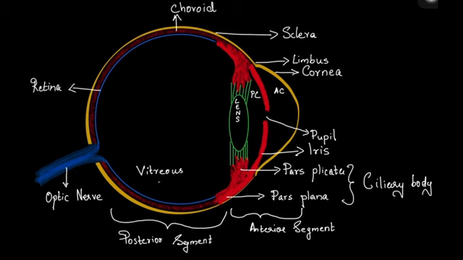Now behind the lens, we have the vitreous cavity. It contains a clear gel-like structure called the vitreous. Now this portion where the retina ends is the ora serrata.